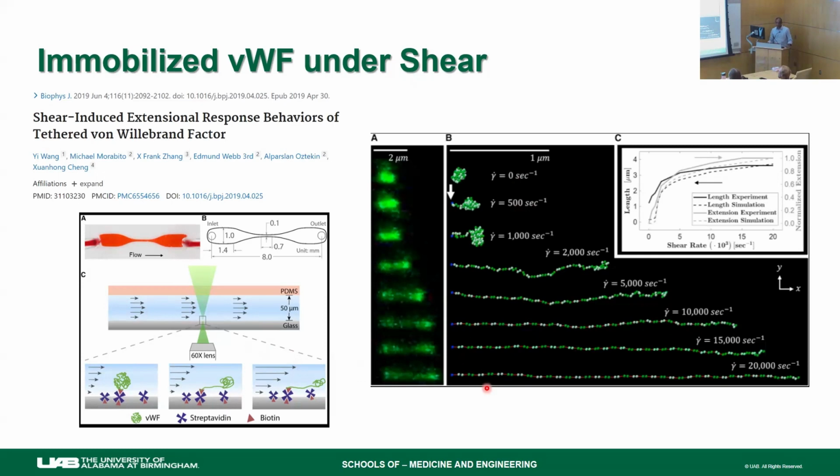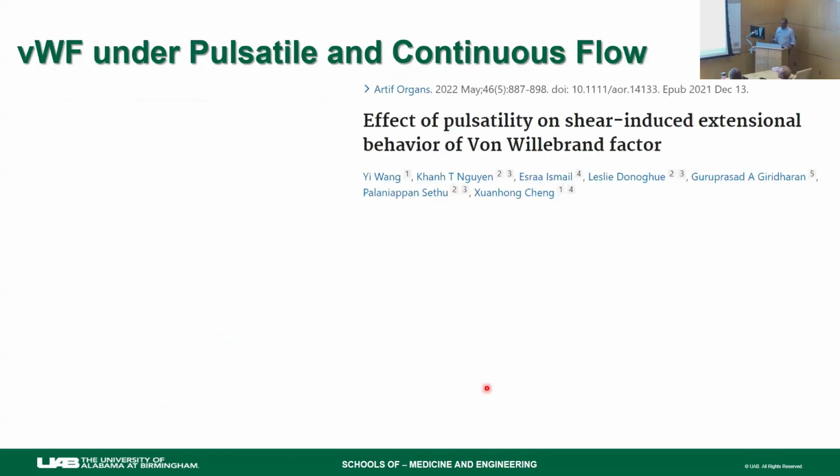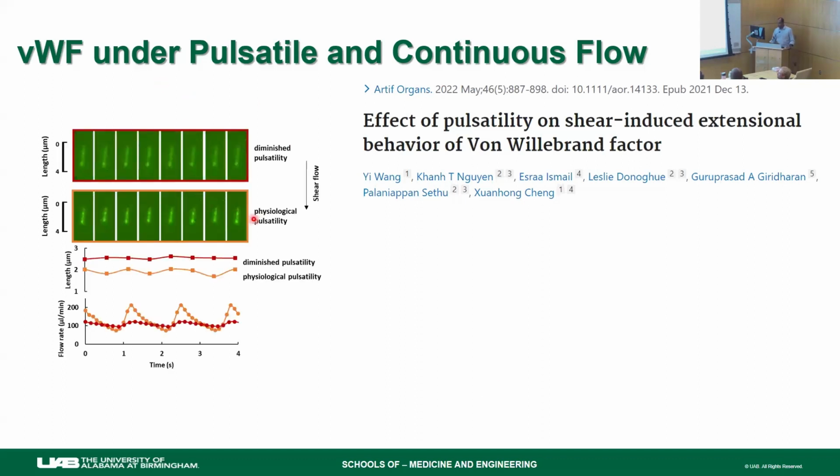We thought this was perfect for us because we wanted to know what happens to von Willebrand factor not just under flow, but under pulsatile flow. So we asked her to do a bunch of experiments where we gave her different flow conditions. What she found, very interesting results, is that when you have continuous flow or diminished pulsatile flow, the unravel length is significantly higher. But when you have physiological pulsatility, this unravel length is shorter.